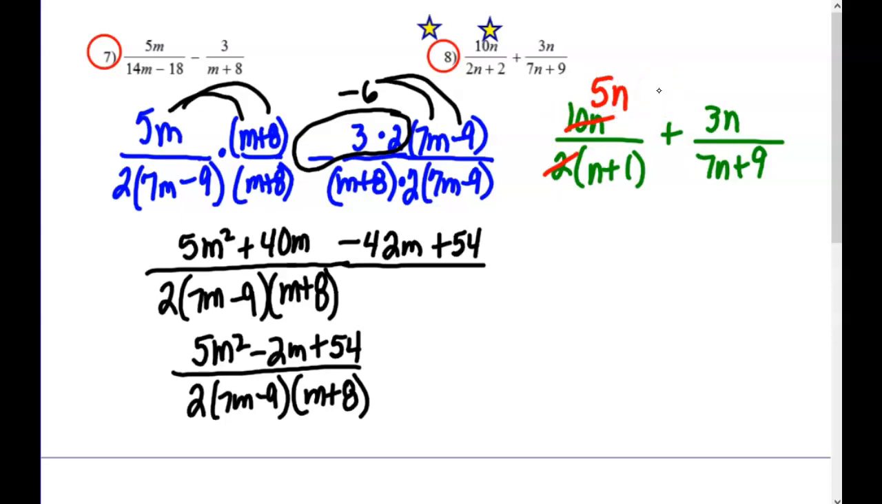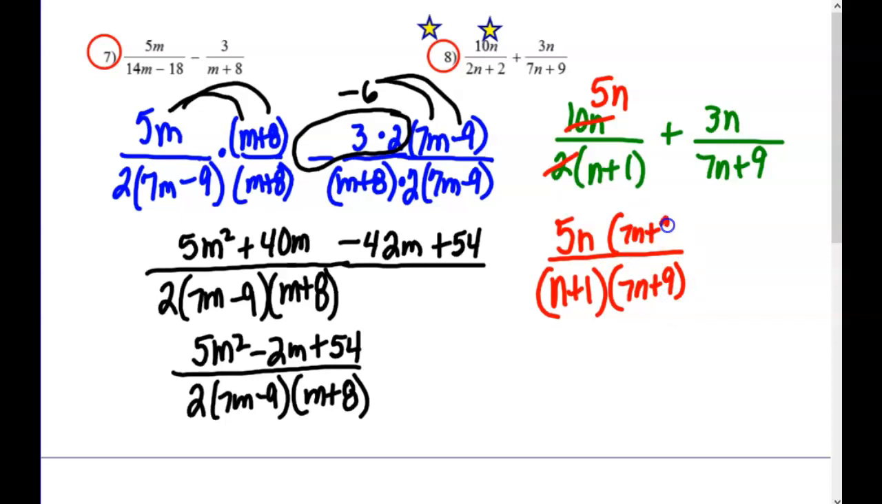Now our common denominator won't need that 2, right? If we hadn't noticed that and we waited till the end, it means at the end a 2 would have divided out of everything probably. All right, but right now we have a 5n, and what's that denominator going to need? This mess, right? 7n plus 9. And back here, this 3n that's already got a 7n plus 9 is going to need an n plus 1.